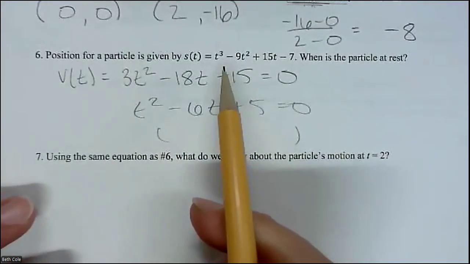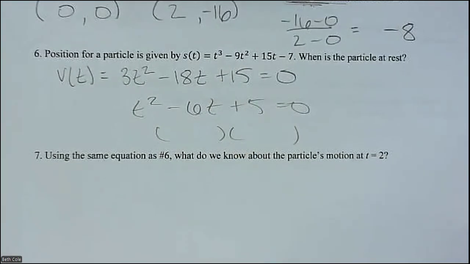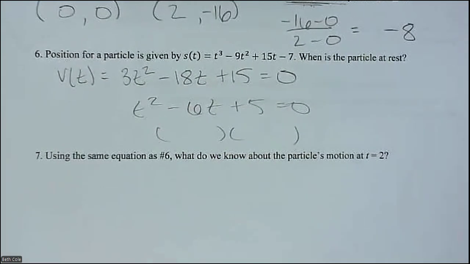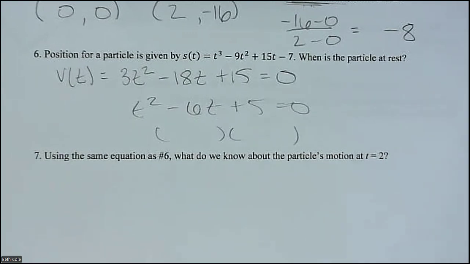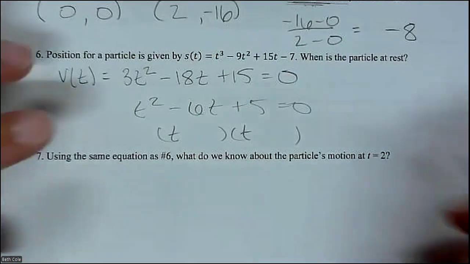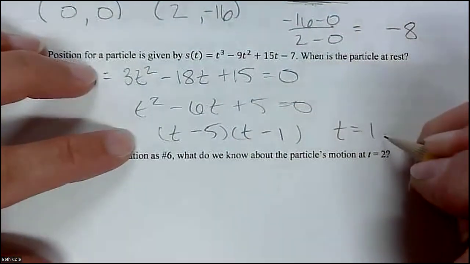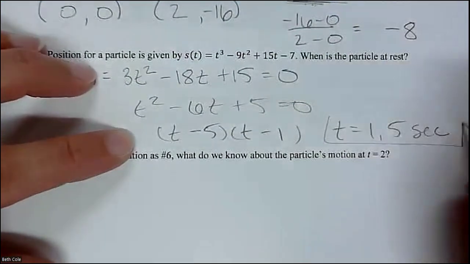Using the same equation as number 6, what do we know about the particle's motion at time 2? Oh, you know what? I am going to have to finish it because this question piggybacks off of that one. Tried to save you some work, but we still need it. All right, what is that going to factor into then? It's not that hard. Yep, -5 and -1, good. So we are at rest at 1 second and 5 seconds.